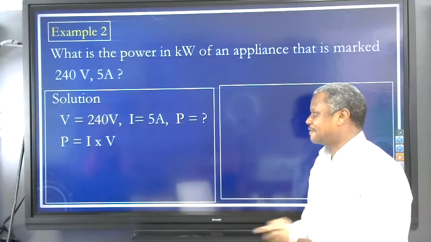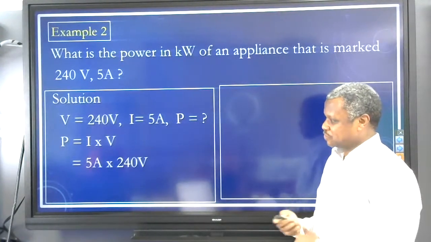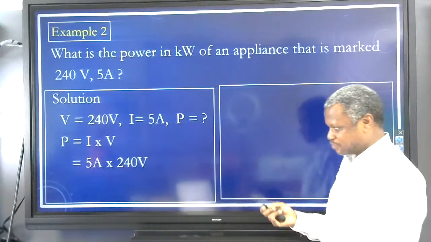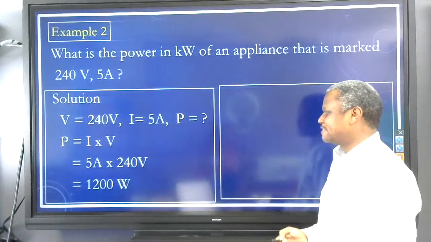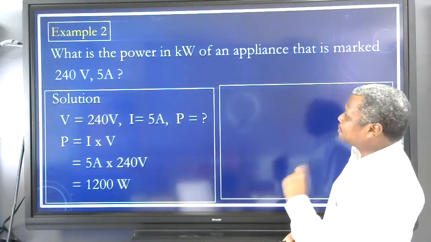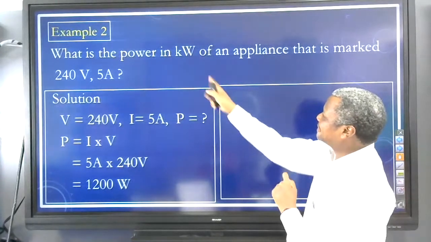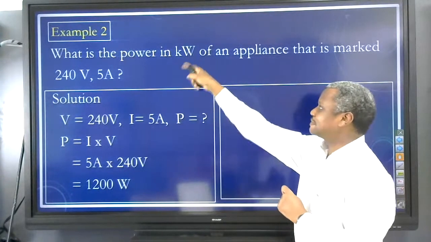Substitute in the formula. Power is equal to current multiplied by voltage, which is equal to 5 amperes multiplied by 240, and when you multiply that, you get 1,200 watts. But now, look at the question. The question is, what is the power in kilowatt? Not in watts, in kilowatt.